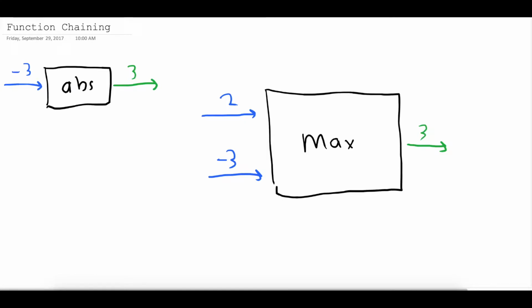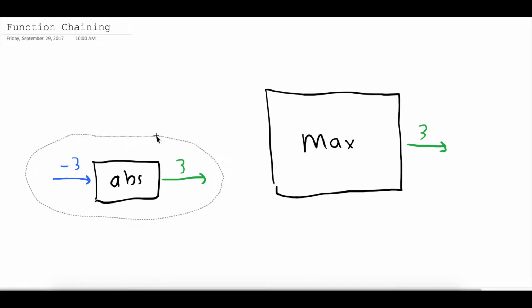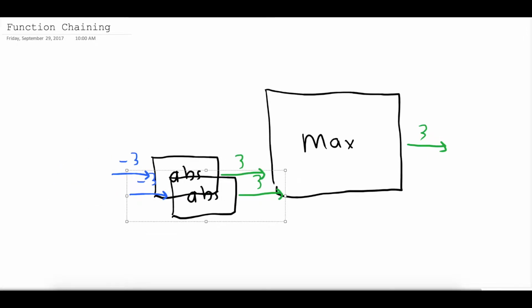And to do this, we can use the concept of function chaining. We already have a function that takes absolute values, so we can use that and then feed its output into this other function, the max function. So let me select this and move it over. Right here, where before we had these 2 numbers, 2 and -3, instead of taking those numbers directly and putting them in, we're going to first feed them in through our ABS function and then send that in.